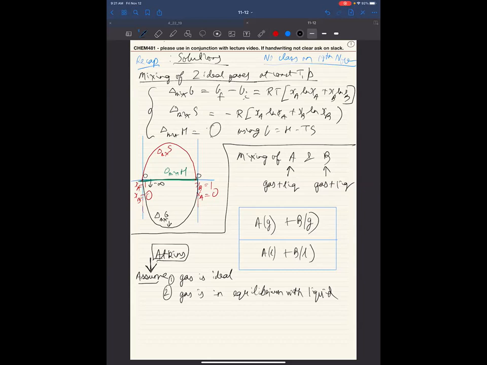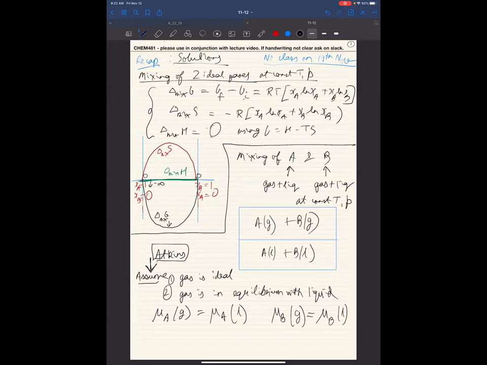So we have ideal gas, and gas is in equilibrium with liquid. When the gas is in equilibrium with liquid at constant temperature and pressure, what can we say about the chemical potential here? We can say that the chemical potential of species A in the gas phase must be equal to the chemical potential of species A in the liquid phase, and the chemical potential of species B in the gas phase must be equal to the chemical potential of species B in the liquid phase, correct? That's the definition of chemical equilibrium.